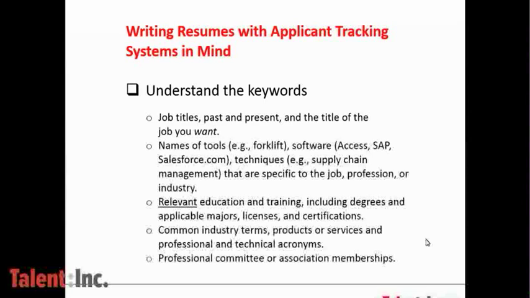So relevant education and training, including degrees, applicable majors, licenses, and certifications. And I know and I recognize that this is an area of a lot of pushback from our clients, because a lot of our clients spend a lot of time, a lot of money, and a lot of effort getting their training and education. And when we say it's not relevant and they say we want to put it in there, that creates a little bit of push-pull.